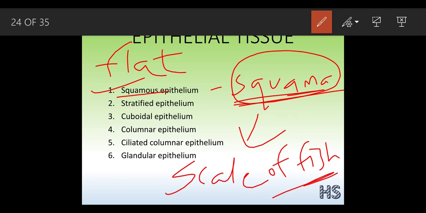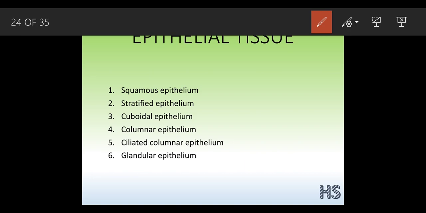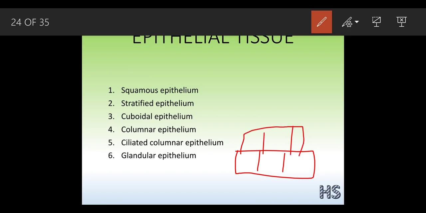Okay, the word stratified. What do you mean by the word stratified? The word stratified means one above the other, like in layers. Suppose this is a layer of this tissue, this is the first layer, this is the second layer, and this is basically the third layer, and so on. So we can see this piling of layers. This piling of layers is nothing but the stratified epithelium.